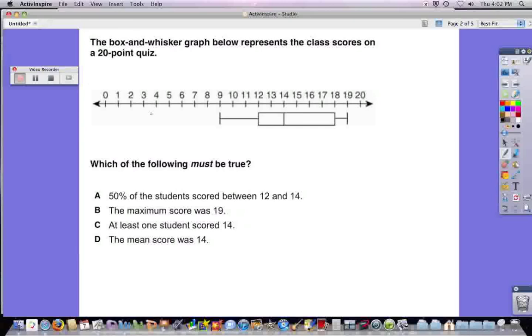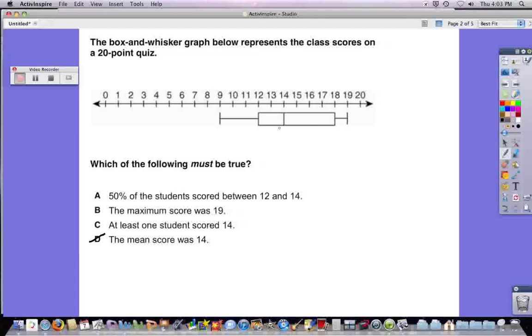All right, on the next one. Well, on this one, you can use process of elimination. And earlier I explained how the data is chopped into fourths. So keep that in mind when we do this. Okay, which one must be true? Let's see. Mean, you cannot tell the mean from this box and whiskers plot. So we really don't know. At least one student scored a 14.